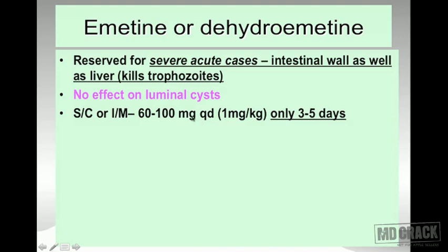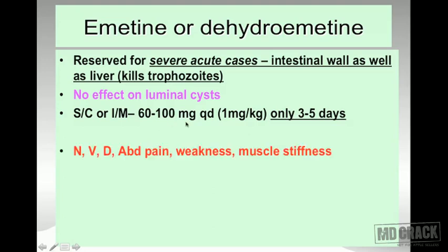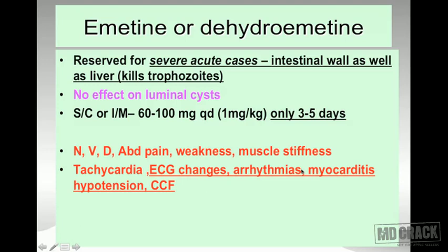That's 60 to 100 milligrams every day, which becomes about 1 milligram per kilogram body weight. And mind well, to be given only for 3 to 5 days. What's the reason? Because the drug is toxic. It can produce gastrointestinal intolerance, weakness and muscle stiffness, but more important is the tachycardia, the ECG changes, the cardiac arrhythmia, the myocarditis, hypertension and heart failure. So it's got so many cardiac adverse effects, and this is why we cannot continue emetine or dihydroemetine for more than 3 to 5 days.